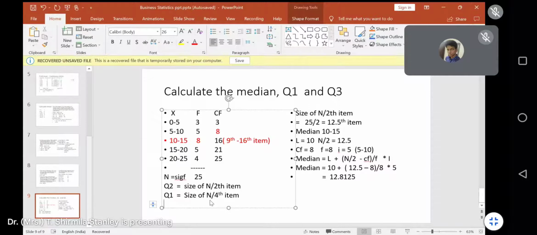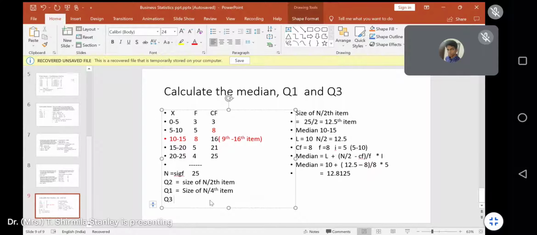So Q3 means what will it be? You're referring to what percentage of items? 3n by 4, ma'am. 75. Very good. It means we're referring to 75%, right? So therefore it is 3 by 4. Okay. I'll write it like this, 3n by 4. Otherwise you might get confused.